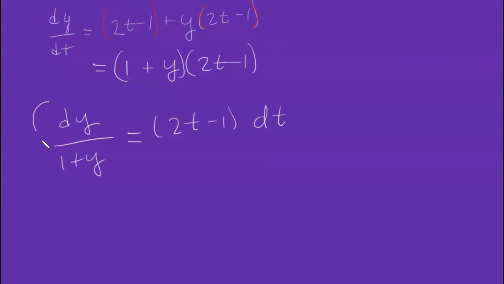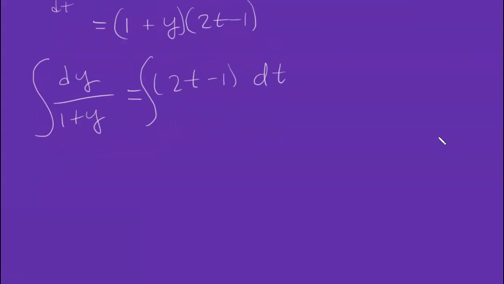Now our next step is to take an integral of both sides. So this will give us, on the left side, the natural log of 1 plus y equal to t squared minus t plus some arbitrary constant c.